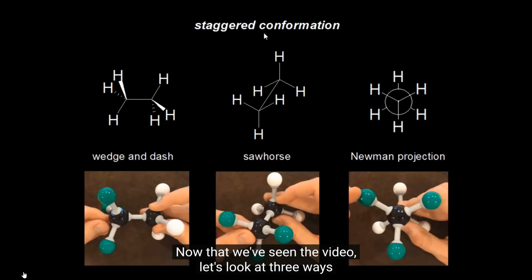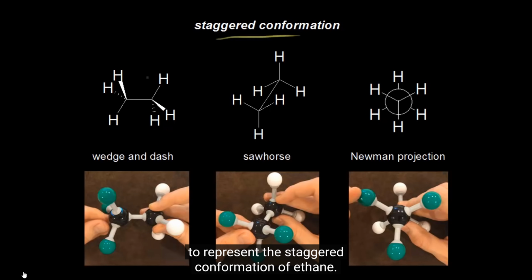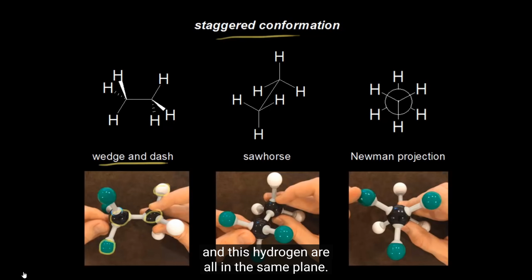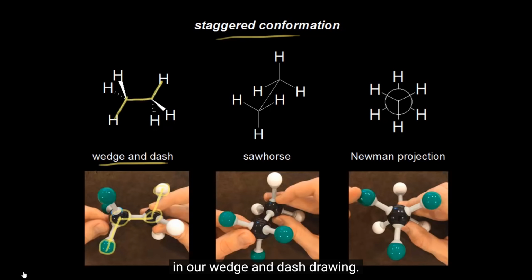Now that we've seen the video, let's look at 3 ways to represent the staggered conformation of ethane. And we'll start with the wedge and dash drawing. So you could see that this hydrogen, this carbon, and this hydrogen are all in the same plane. So they're all in the same plane here, which is why all these bonds are drawn as straight lines in our wedge and dash drawing.